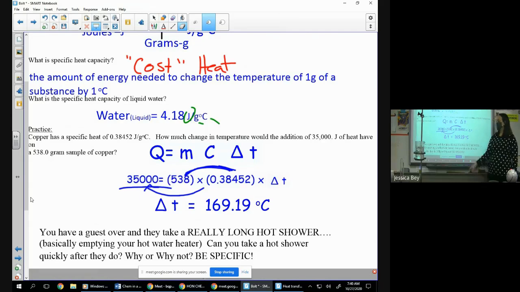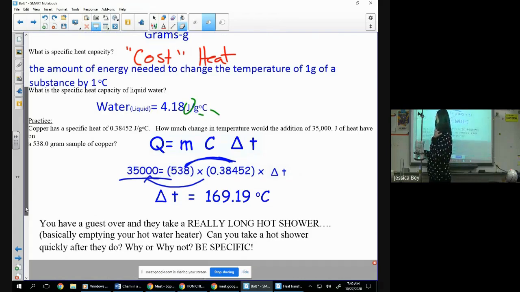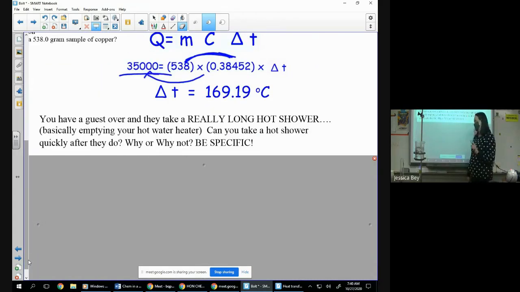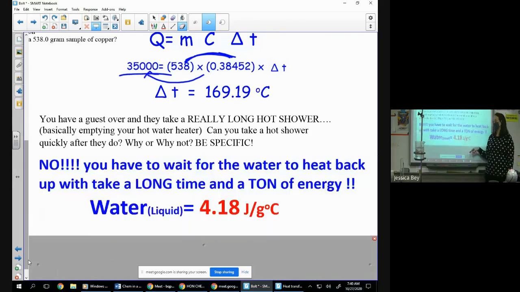Perfect. All right, so you have a guest over and they take a really long hot shower. Can you be like, oh, that's cool, that hot water tank will refill itself in 5 minutes, I'll be ready to take a nice long hot shower myself? No, it takes forever and a lot of cost. It takes a lot of joules to heat up water. Water is 4.18 joules per gram degree Celsius. You have to wait a long time to get that water to heat back up.